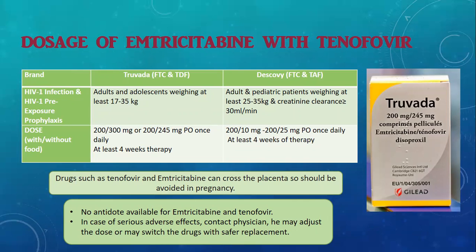Dosage of Emtricitabine with Tenofovir: Truvada is recommended in adults and adolescents weighing at least 17 to 35 kg, and Descovy is prescribed in adults and pediatric patients weighing at least 25 to 35 kg body weight and creatinine clearance level greater than or equal to 30 ml per minute. So, at least 4 weeks of therapy should be completed in both of the brands and both of the drugs.